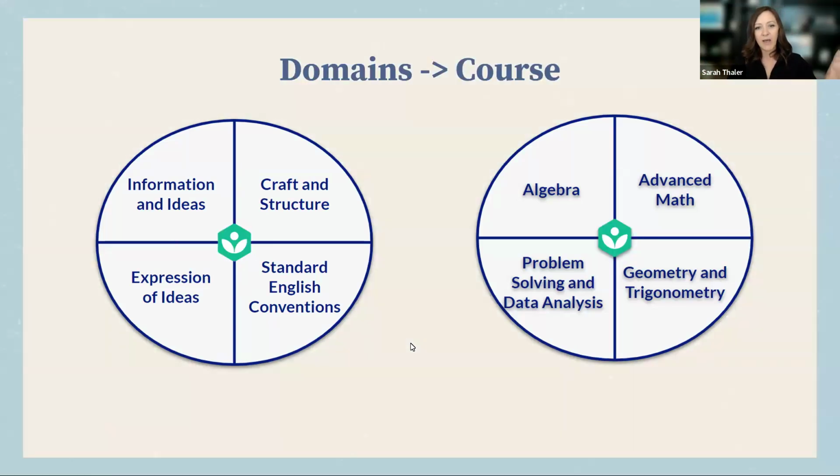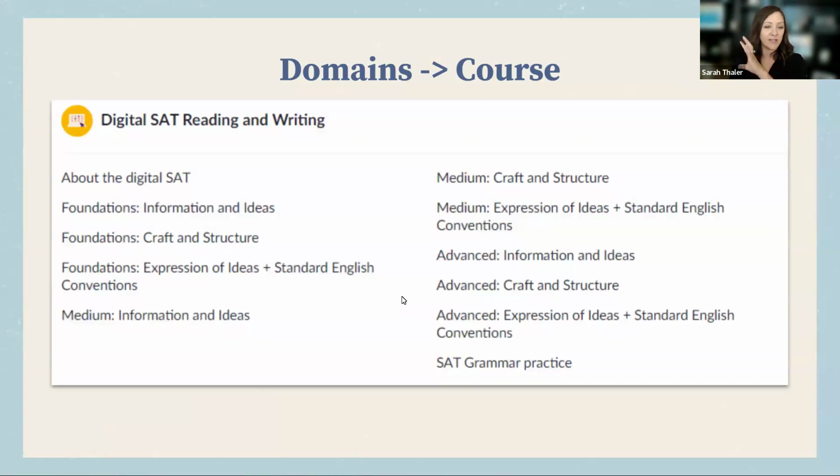If we then think about those content domains and how they translate into the course, again, keep in mind these 4 for reading and writing, information, ideas, craft, and structure, for instance. When we look at the table of contents for the reading and writing course, you will see how those content domains translate into the units. And then, as I mentioned before, each of those are scaffolded in different difficulties.